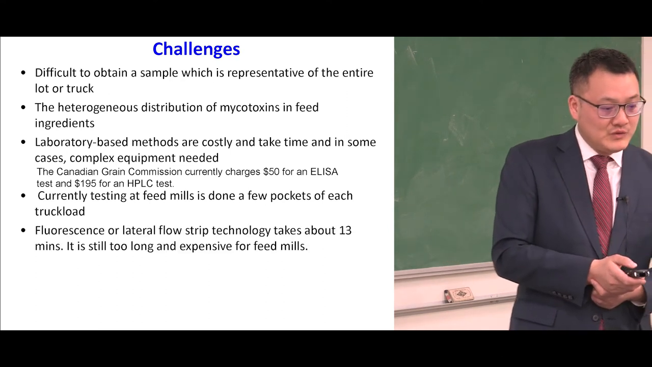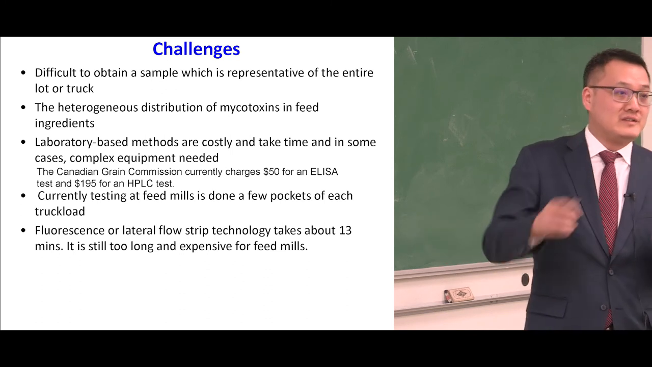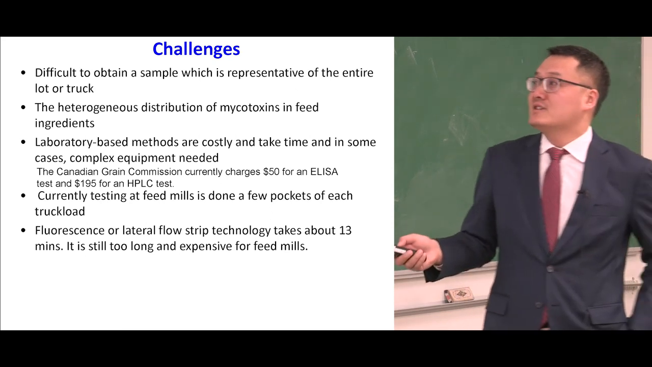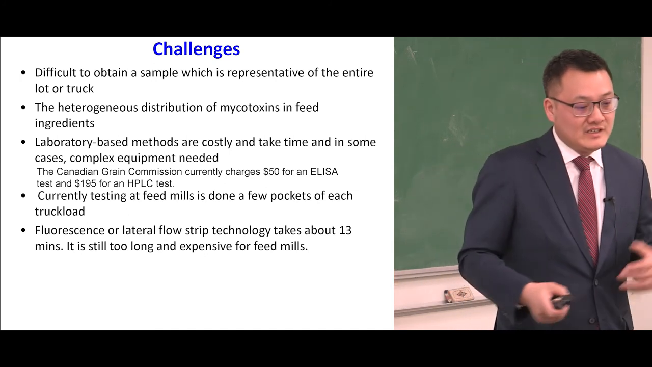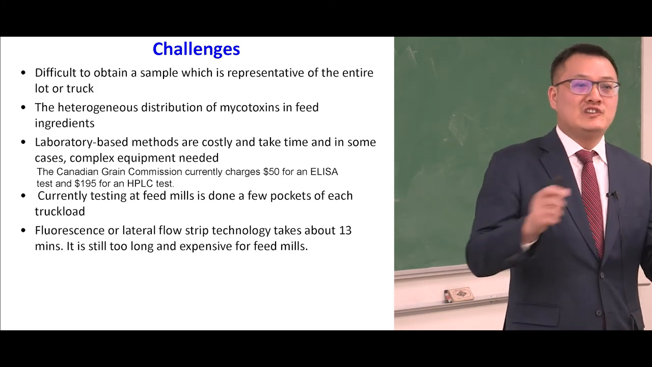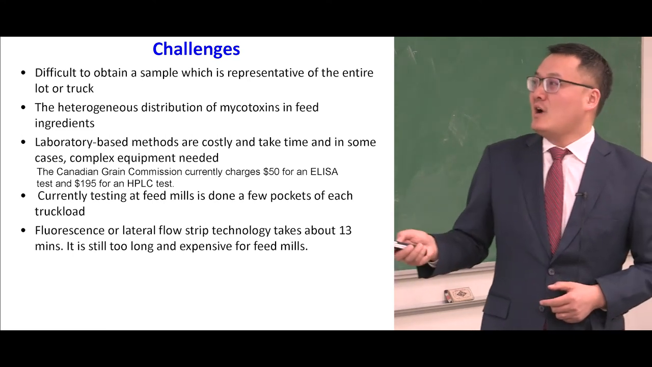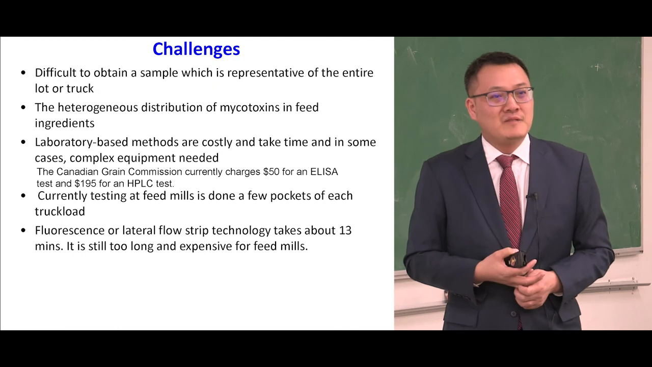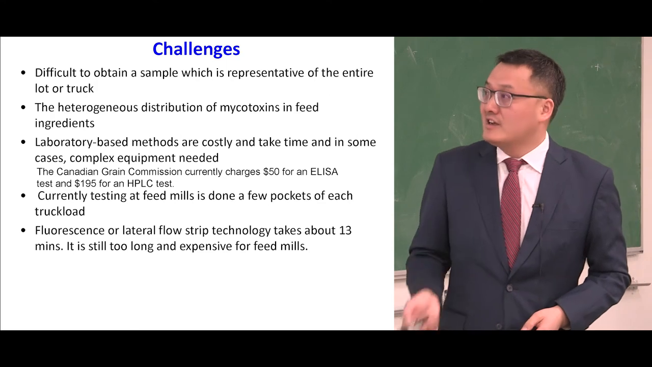The lateral flow strip technology takes about 8 to 13 minutes from sampling to the result. But this is still too long and expensive for the feed mill. Why? Because once the truck delivers the corn or wheat to the feed mill, they need to get the result first and then unload the ingredients. That means the truck has to stop there for 30 minutes. 30 minutes is short, but for them, that's quite long for their production efficiency. So this is still too long and expensive.